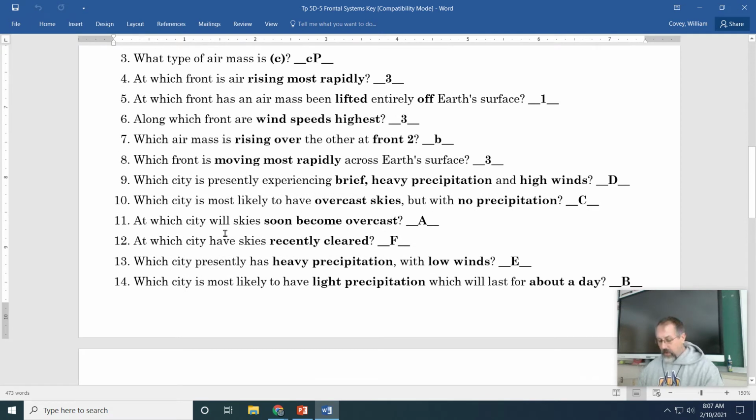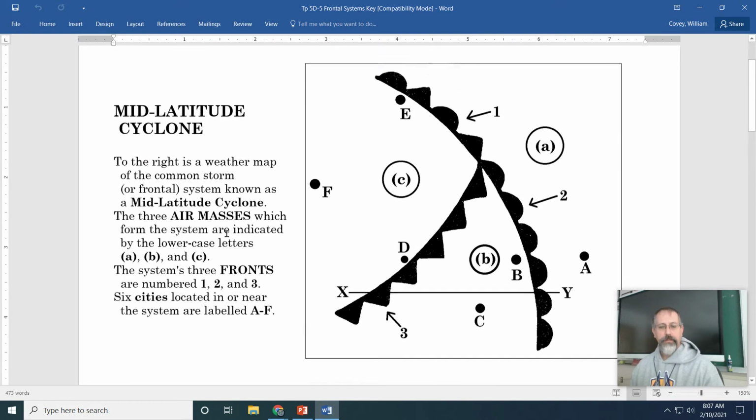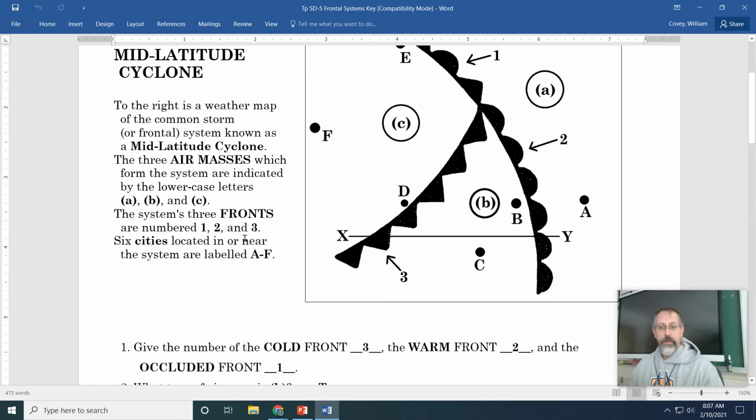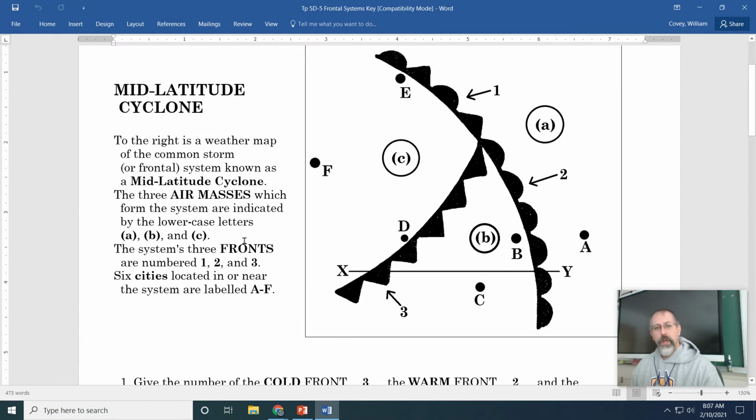Skies soon become overcast. Where will skies soon become overcast? So it's clear now, but clouds are coming. So F is clear now. It's in cold, dry air. No fronts near it, and they're all going past it. But it's probably not going to become overcast. E is probably cloudy because it's along an occluded front. D, we just established it's probably rainy and everything else. C is probably overcast, but it's going to be a while before the front gets there. We're going to go with city A for this one.